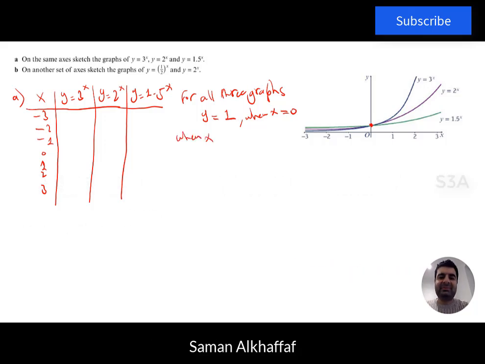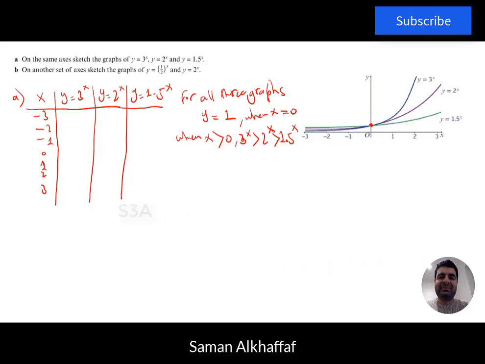x is smaller than 0, then 3 to the x is smaller than 2 to the x, and it's smaller than 1.5 to the x. Okay, so you can see that it is getting smaller as the value of x gets smaller. The value of y for 1.5 to the x also reduces.